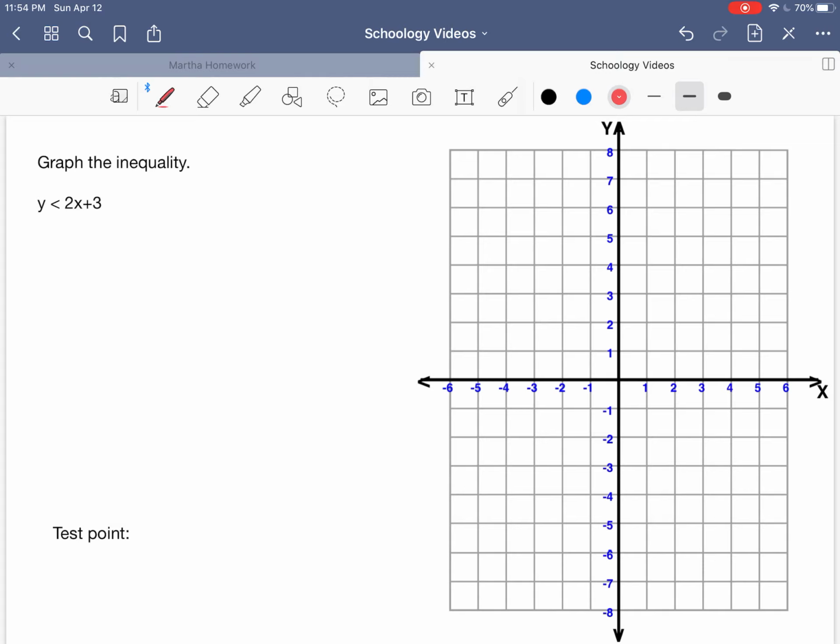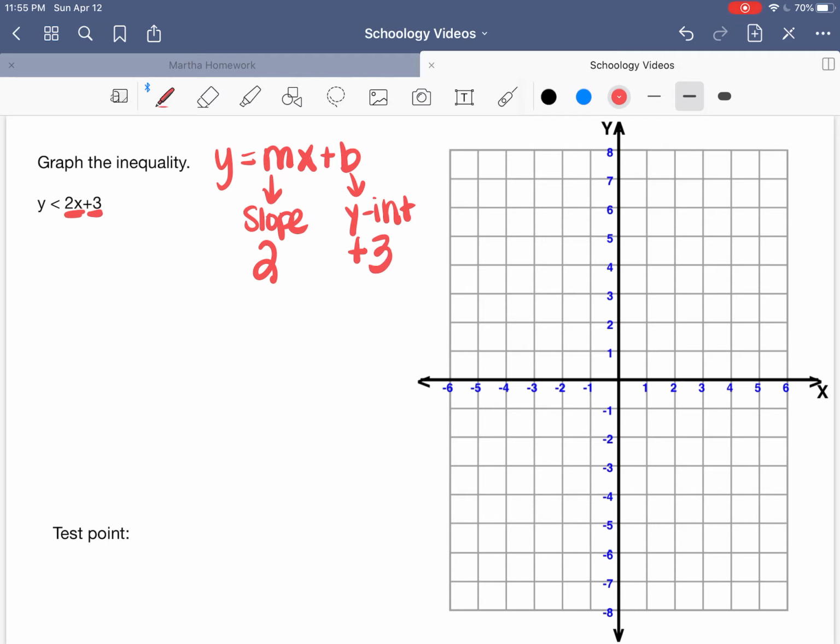The first step that you want to do is to graph the regular equation you're given, that 2x plus 3. Because this is written in mx plus b form, you are already given the slope and the y-intercept. So this is going to make it so much easier to graph. The slope here is the one in front of the x, so it is a 2, and your y-intercept is a positive 3.